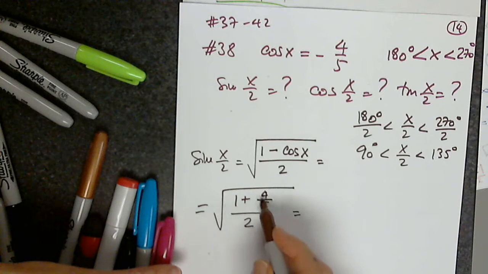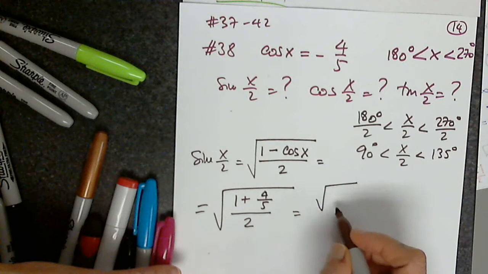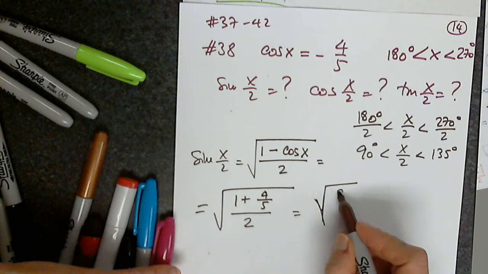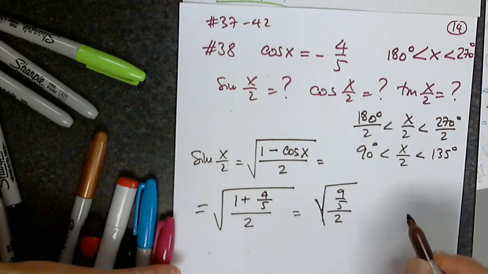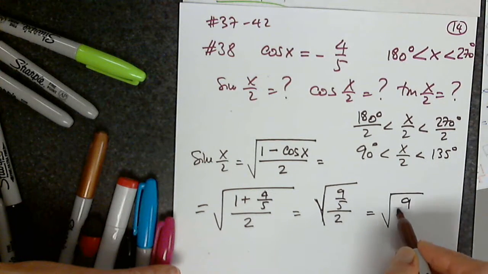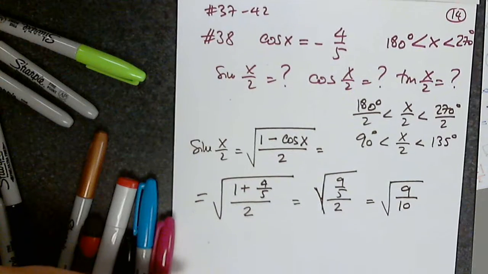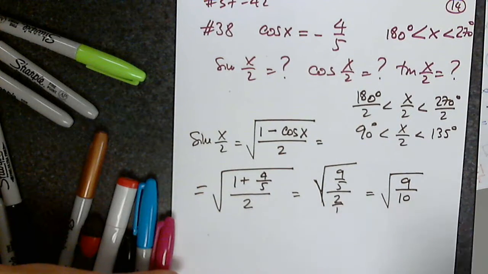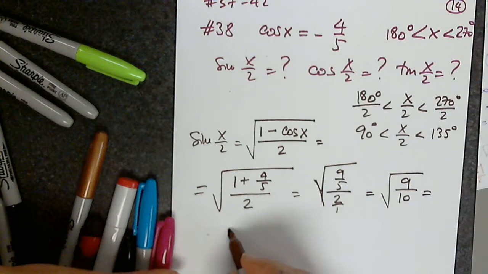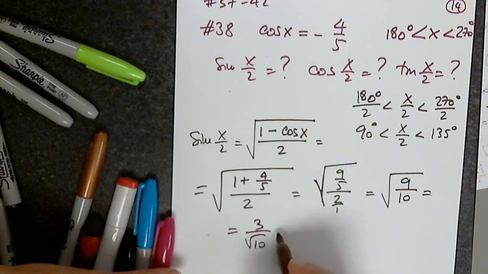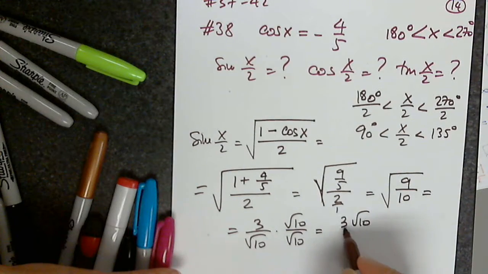So then I have 5 plus 4. So the square root of 9 over 5 divided by 2. So this is the square root of 9 divided by 10. You flip 2 over 1 and 9 over 5 times 1 over 2. So this will be 3 over the square root of 10, and we have to rationalize. So 3 the square root of 10 over 10.